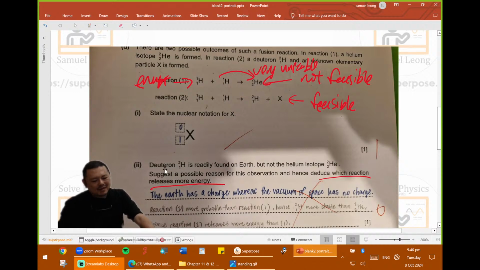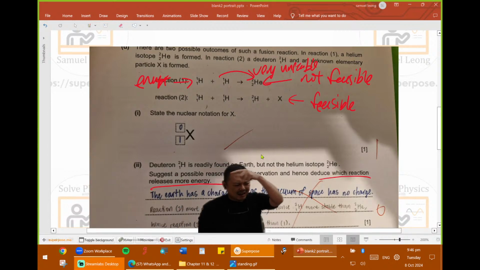Deuterium is readily found on Earth, but not helium isotope 22 helium. Honestly, is it even easily found anywhere else? Why would you even write it like that? You get what I'm saying? Is it even found anywhere else on Earth? So you're saying that somewhere else may have more? The moon? Mars? No, it shouldn't exist anywhere. Yeah, I wouldn't think it would exist anywhere. It is not energetically favorable to have such a type of isotope. It doesn't make any sense.